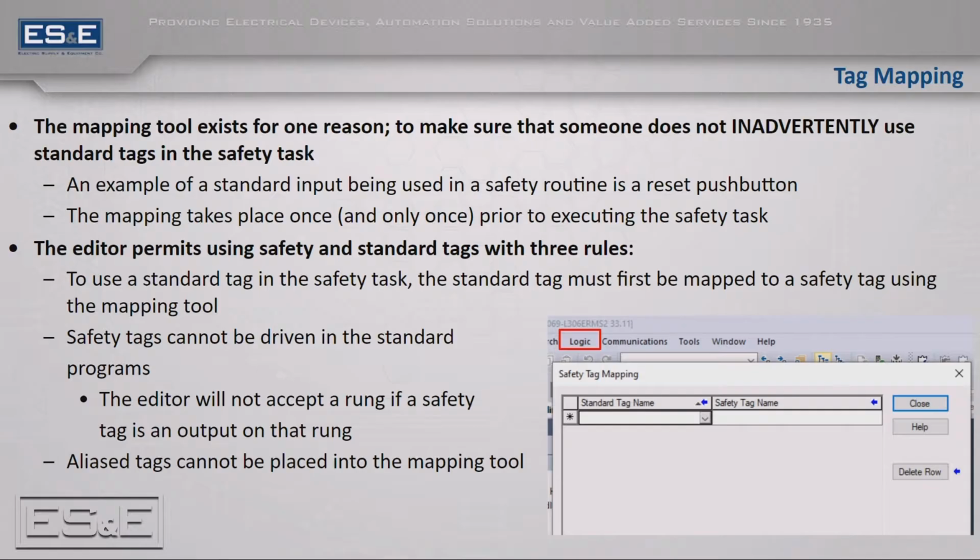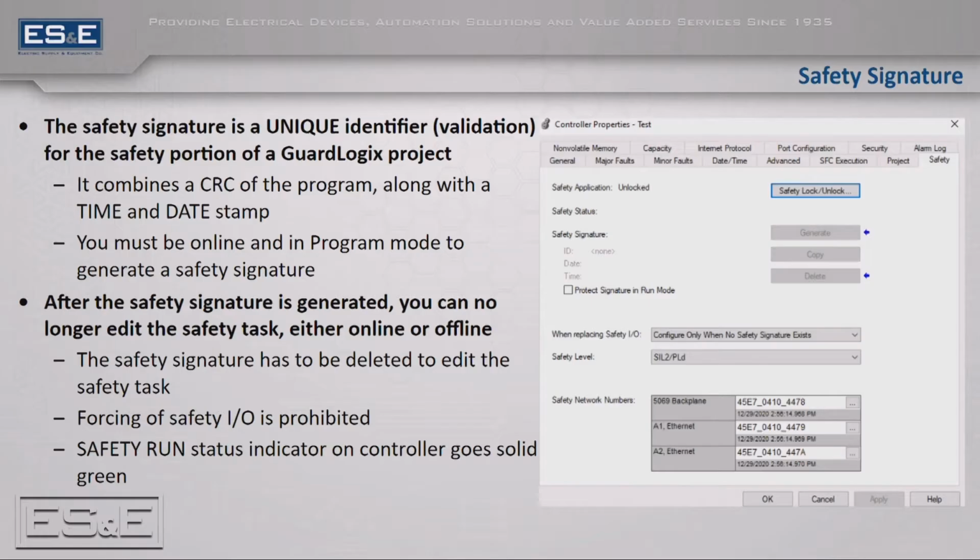So tag mapping is only to take information from your standard and move it into safety. If you ever need to reference safety, you can bring that into your standard, such as if an e-stop is pressed or a light curtain is down or something along that nature. You can always reference it that other direction. And Paul is going to go through and show us how to get to that tag mapping and show us how he did his tag mapping later on.